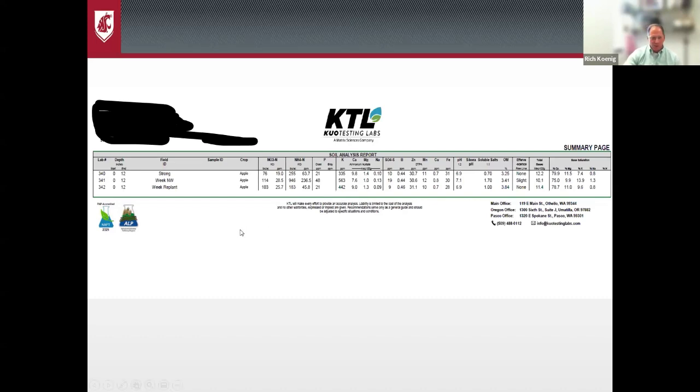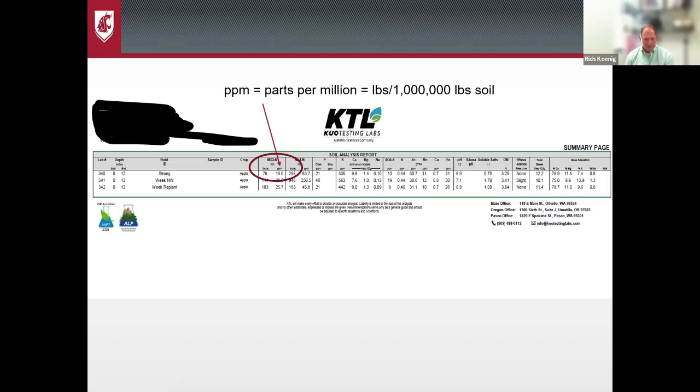So this is a testing report from Quo Testing Labs, and if you look across the top, it contains the nutrients that Quo tested the samples for. There are 3 samples here identified as strong, weak, and weak replant. They're all from the 0 to 12-inch depth, so the top foot here is indicated on the far left. And you'll see for nitrate nitrogen, one of our plant available forms of nitrogen, there are 2 numbers listed there. One is a ppm, a concentration in ppm.